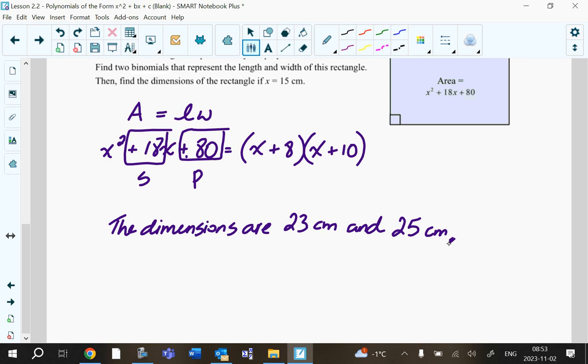Does that sort of clear things up for everybody if necessary? Let's go to the boards. I'm going to give you two types of factoring now. I'm going to give you both. See how we do.